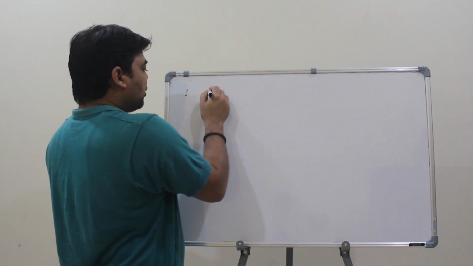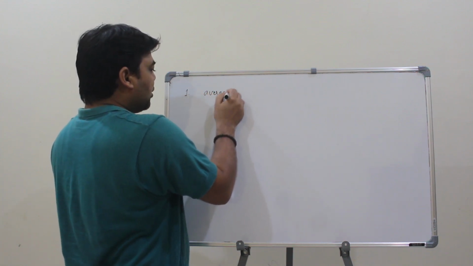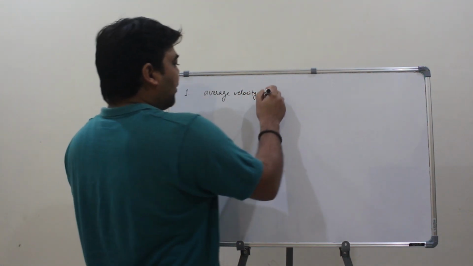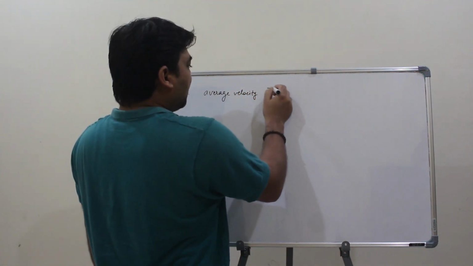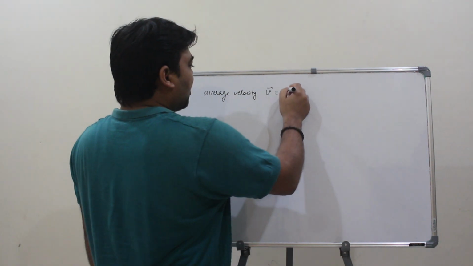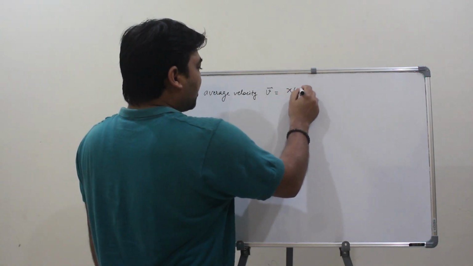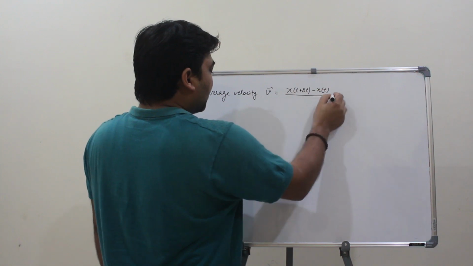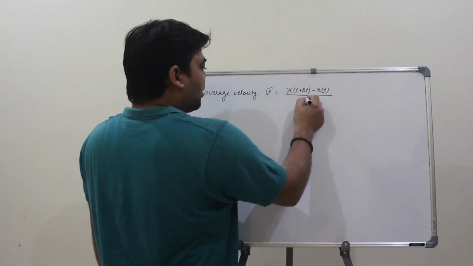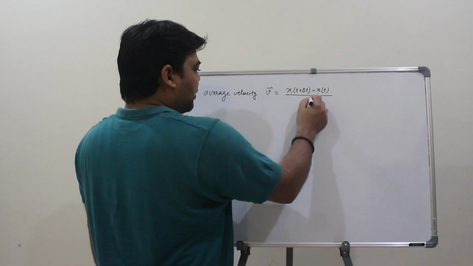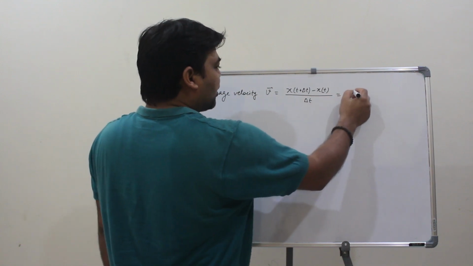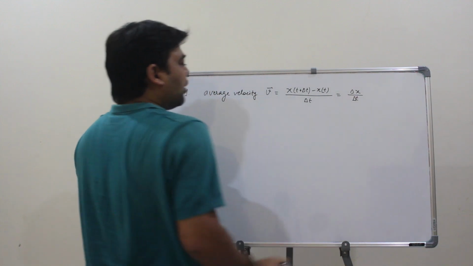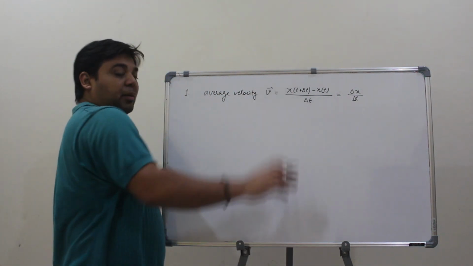average velocity. So what is average velocity? Average velocity is defined by a simple formula. If you are representing it by v, it is a vector, so it is x at t plus delta t minus x at t, divided by delta t, or which is also written as delta x divided by delta t, right? This is called average velocity.